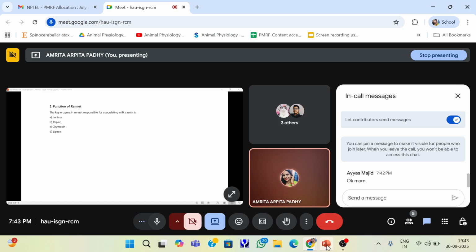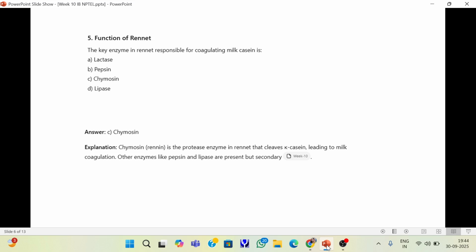Okay, are you done? Let's see the correct answer to this question. It is chymosin. The key enzyme in rennet responsible for coagulating milk casein is chymosin. Chymosin, also known as rennin, is the protease enzyme in rennet that cleaves kappa casein, leading to milk coagulation. Other enzymes like pepsin and lipase are present, but they are secondary.